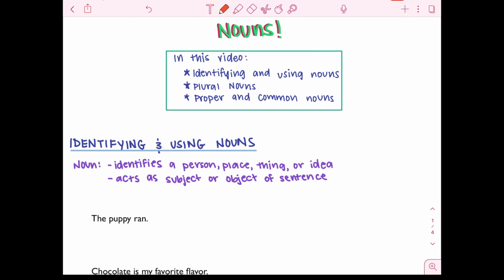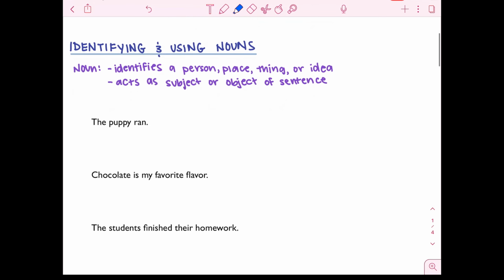Today's video is going to be all about nouns. So our first English video, and we will be talking about identifying and using nouns, identifying plural nouns and proper and common nouns. So let's get right into it, identifying and using nouns.